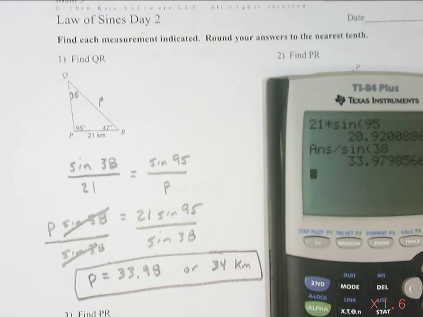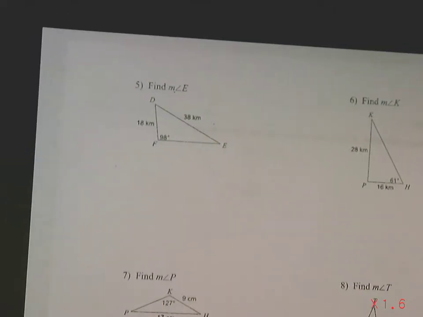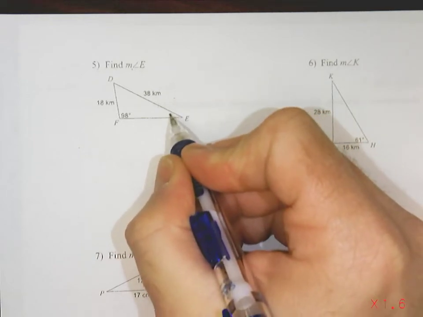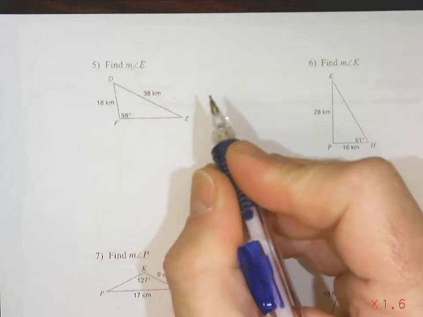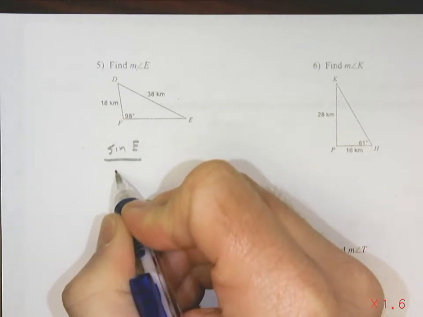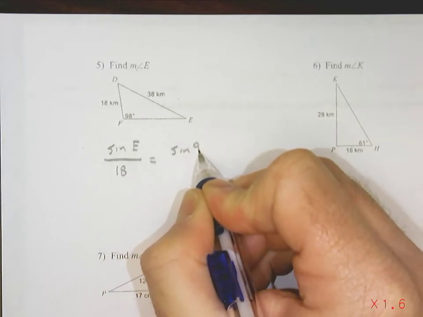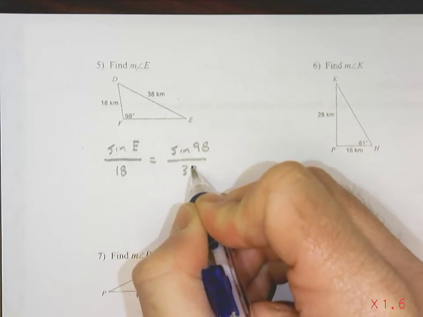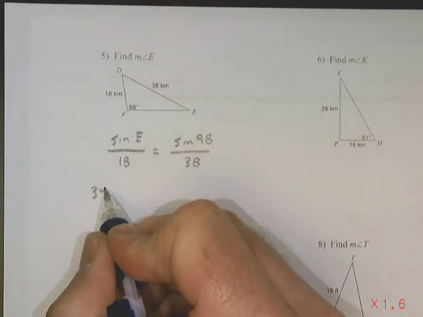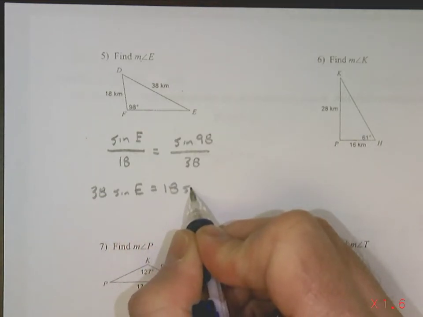Okay, I'm going to turn it over now and do a law of sines problem that requires you to find an angle. This is number 5 on the back side. The angle E is in this corner here, and I'll just use the letter E as my unknown. So I'm going to start with sine of angle E, capital E, over its opposite side, in this case 18, has to equal sine of 98 on top of 38. We cross multiply this, 38 sine of E will equal 18 times sine of 98.